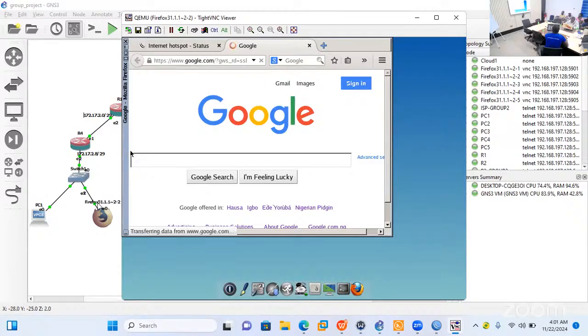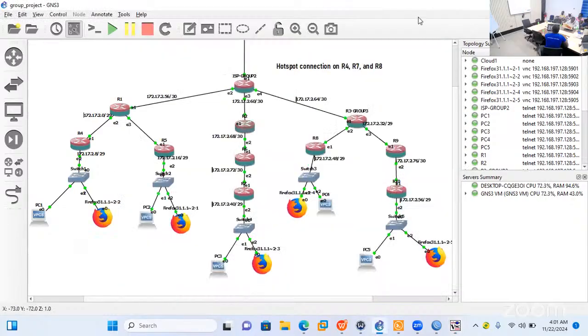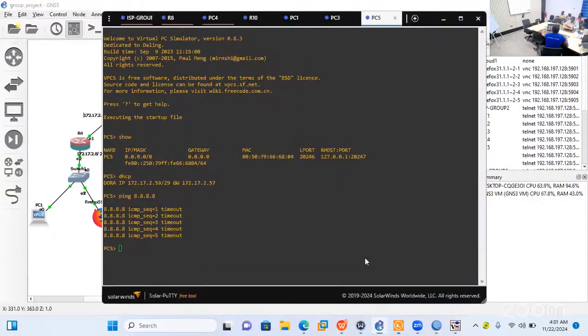But when I tried, it was working. From this PC to the internet, we are not able to go out now. That's it. I'm pinging 8.8.8.8 and it's not replying. Let me ping again. Ping 8.8.8.8. It's timing out.